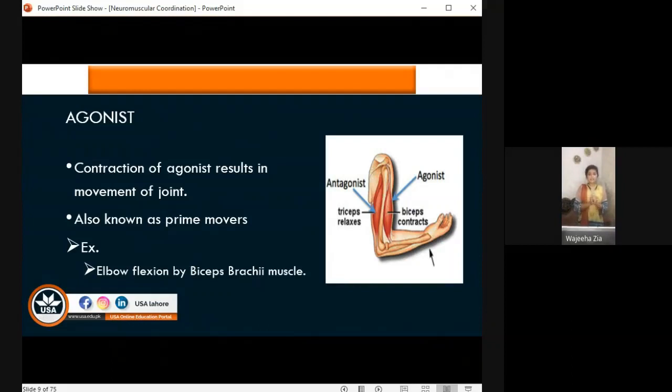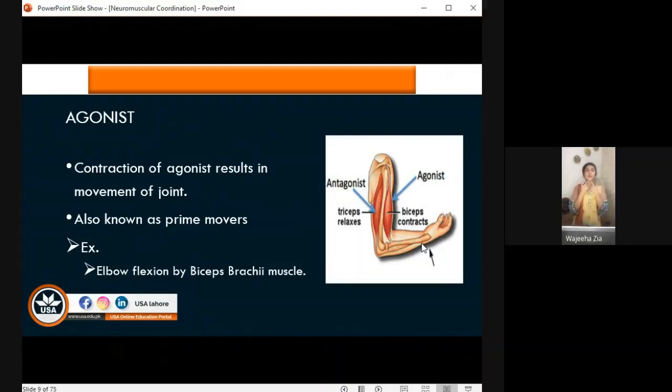As an example, you can see in the diagram a person trying to bend the elbow. You can also say the person is trying to move the hand towards the shoulder. This is elbow flexion. And the muscle which is contracting, which is the prime mover in this, is the biceps brachii. So prime movers are responsible for the production of a movement at a targeted joint. These movements are present in all parts of the body.